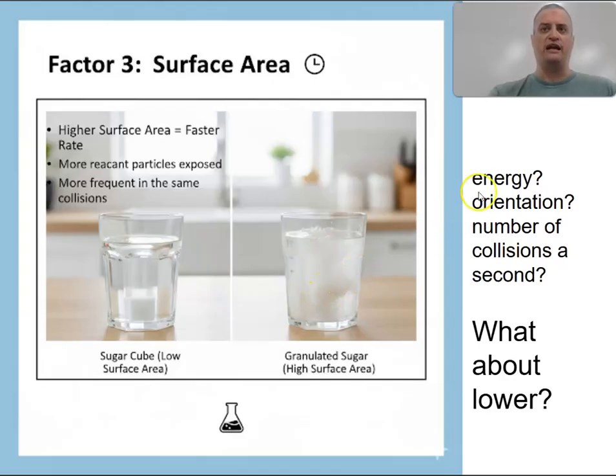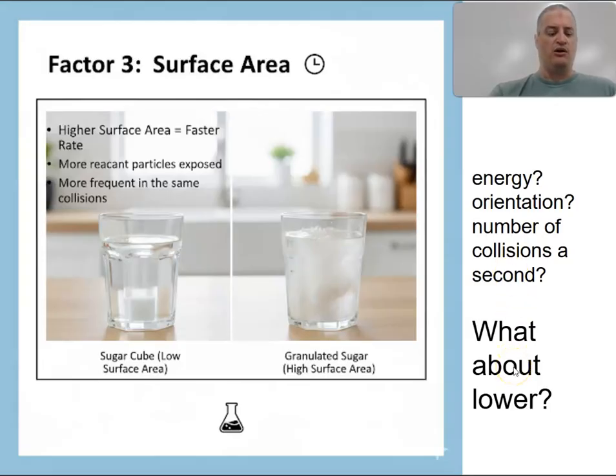So let's focus on our ideas here. Is energy any higher with it being crushed? No. Orientation? Not really. It kind of seems that way, but not really. Number of collisions in a second? Most definitely, yes. So what about lower?